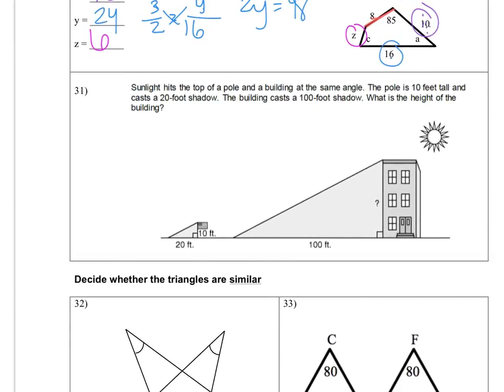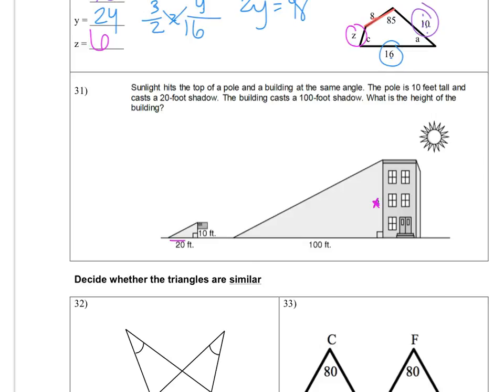Okay, 31, it's another indirect measurement problem. These set up very nicely because you have two separate triangles. So we're really looking for the question mark X. It says the sunlight hits the top of a pole and a building at the same angle. The pole is 10 feet tall and casts a 20-foot shadow. The building casts a 100-foot shadow. What is the height of the building?